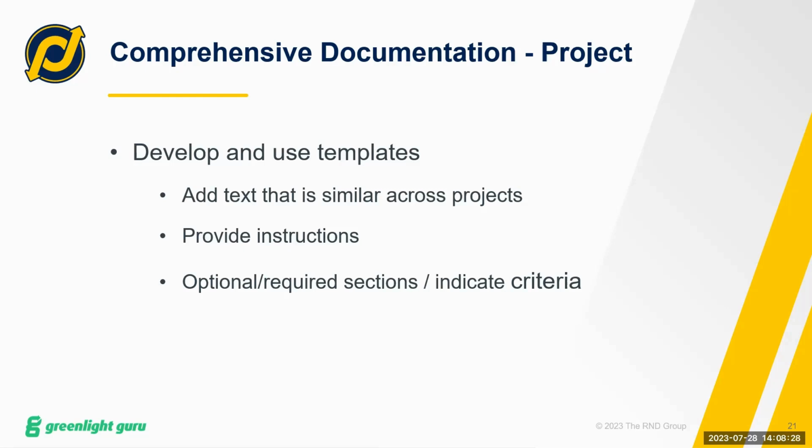And we often will put instructions in the templates as well, so that they understand what needs to go in that section. And then we'll indicate if things are optional or required. Sometimes we have sections that are optional for this type of product, but required for this type, or they could be optional depending on what the classification is or how it's going to be regulated. And so we'll indicate that and indicate the criteria.